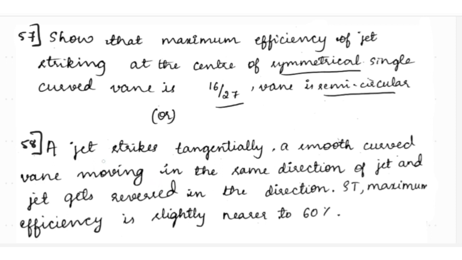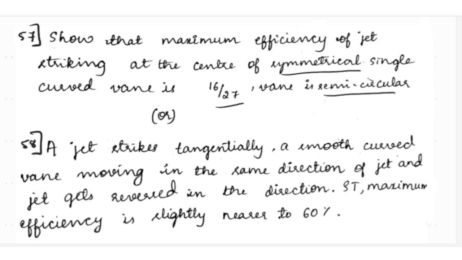Here you can see the jet strikes the curved smooth vane tangentially, in the same direction of the jet, and the jet gets reversed in the same direction. So if the jet gets reversed in the same direction, the curved vane should be semicircular. If it is not semicircular, it won't reverse in the same direction. It will make some angle with the direction of the jet. So we have to analyze it. Since this curved plate is semicircular, the jet will be reversed in the same direction. So the answers to these questions are the same.